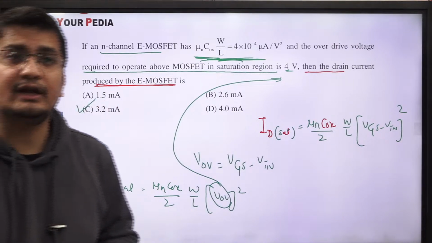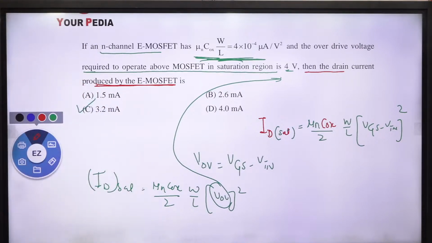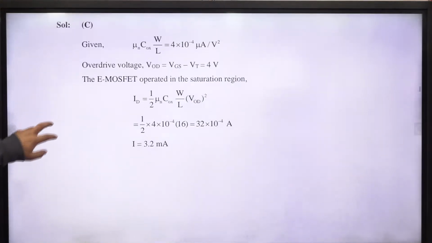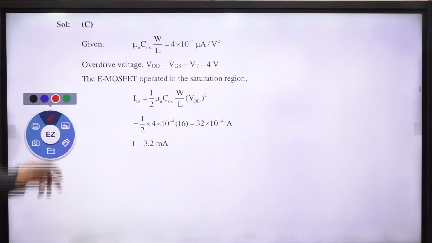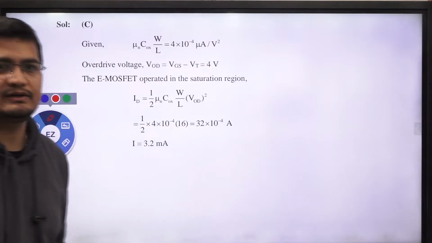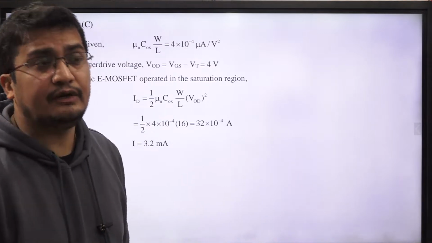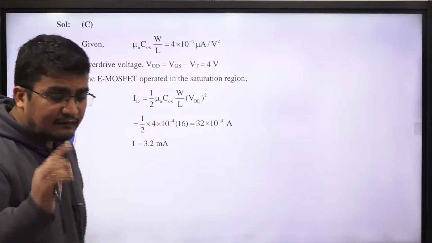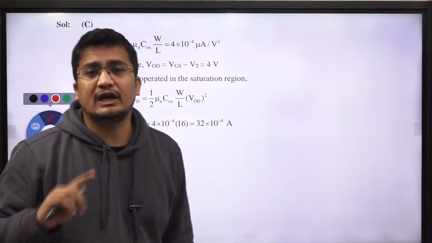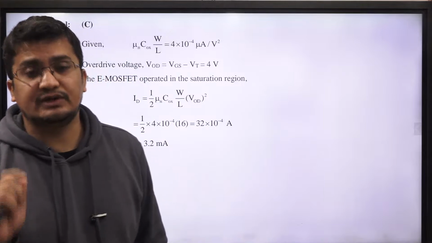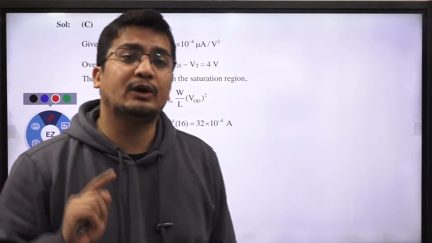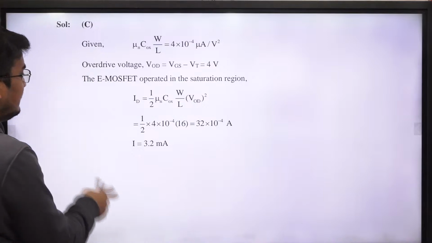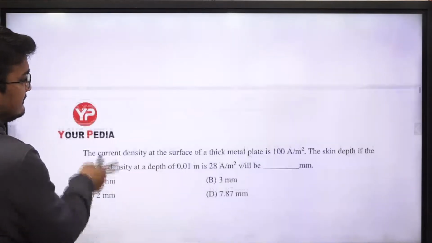It must not take that much time. Please tell me the answer, right? I hope you can see the solution. You can take a screenshot of the solution if you wish. I have already prepared the solution for your reference. This is the same solution which I discussed. He was asking what amount of drain current is needed to support the overdrive voltage of 4 volt in the saturation region. So you can calculate it this way. Okay, moving on to the next question.